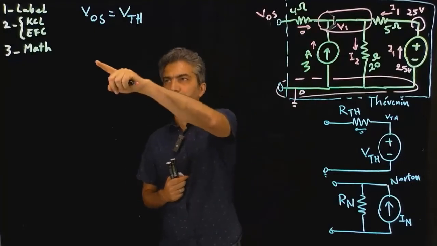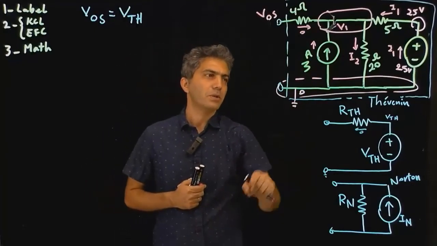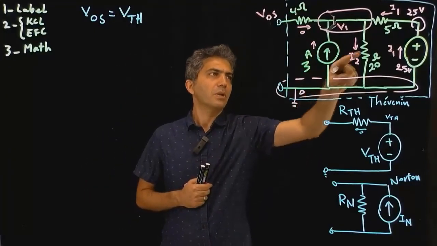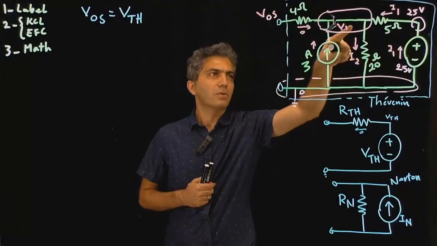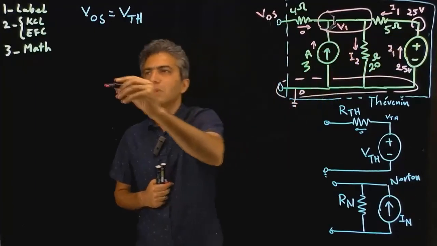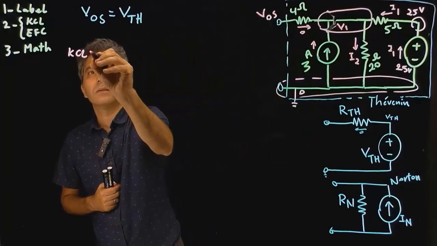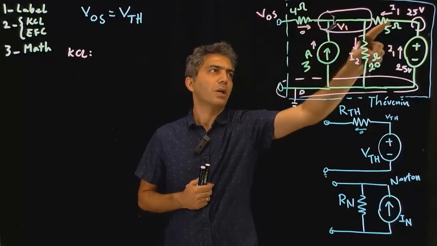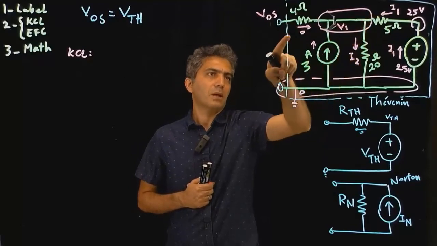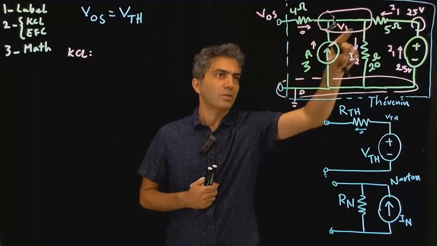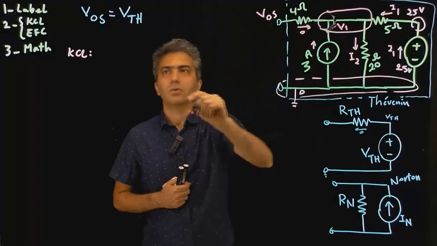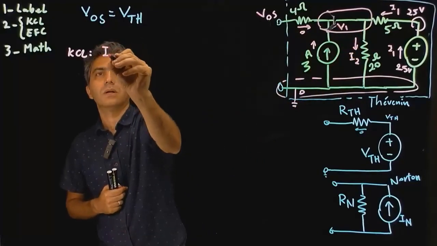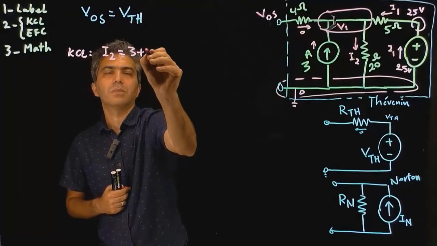We start writing KCL, an equation for components. I don't have to write KCL for that node. I already wrote the KCL for that node, so the only KCL left is for this node. So KCL would give me this equation. And 3 amp is going in, I1 is going in, and 0 on the other end is going in. So 3 plus I1 is equal to I2. So I2 is equal to 3 plus I1.